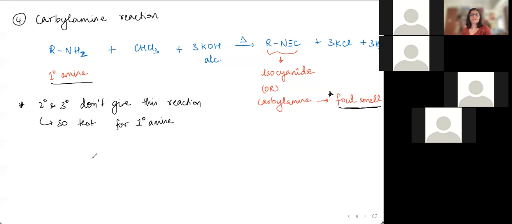Apart from this, if you want to distinguish specifically between primary, secondary, and tertiary, we have two tests. One is with nitrous acid, diazonium salt, and all. You also have aryl sulfonyl chloride, the Hinsberg test. Two tests basically.